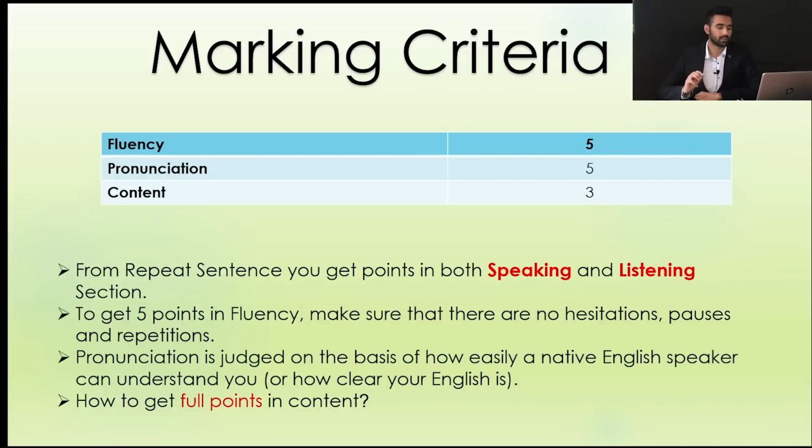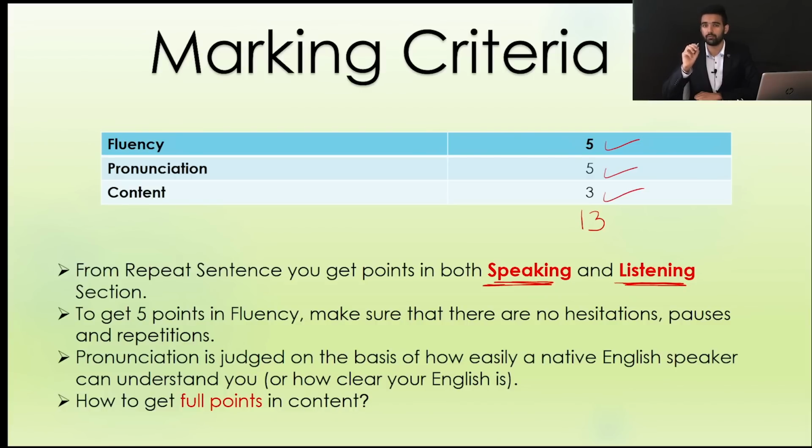So one repeat sentence carries 13 points. You get 5 points for fluency, 5 points for pronunciation, and 3 points for your content, right? I'll explain these 3 parameters in detail, but before that, one very important point to note is that from the repeat sentence task you get points both in speaking as well as in listening. A good amount of points are carried on to your listening section as well.